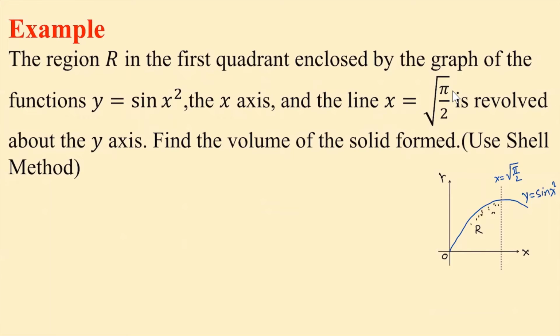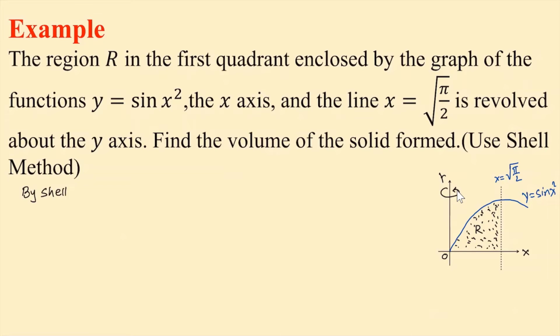And what we are doing here is we are revolving this region R about the y-axis, and we want to find the volume of the solid formed when we revolve this region R about the y-axis using cell method. So in cell method, when we are revolving about the y-axis, we'll be integrating with respect to x. So let's write down that formula.